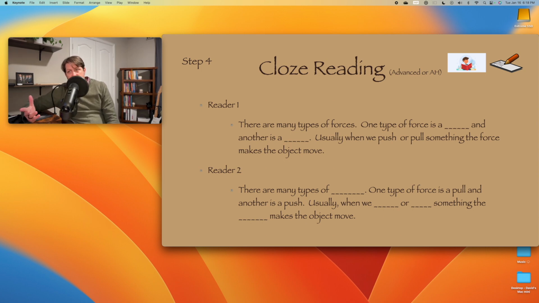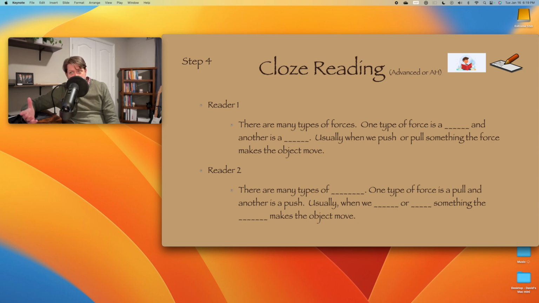So you can see here where reader 1 is reading the first sentence, and then reader 2 has to be listening, as they've got to fill in the missing word. And obviously, you want to be very strategic about which words are missing. You're going to want to focus on those academic vocabulary words.